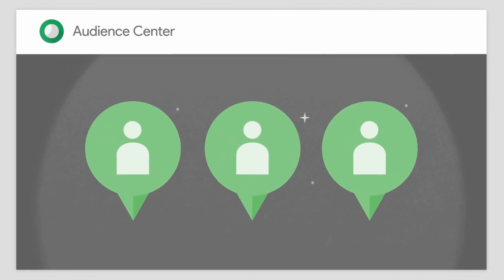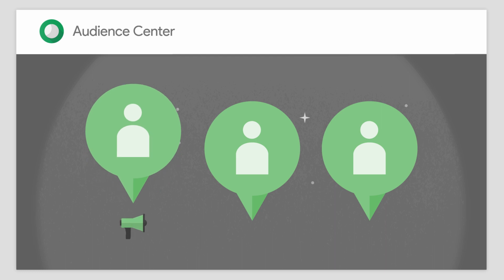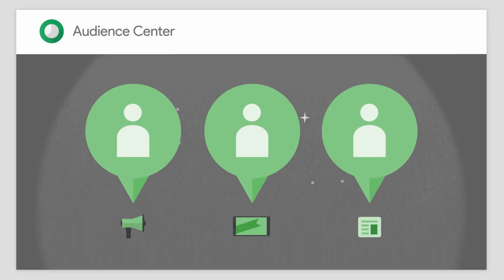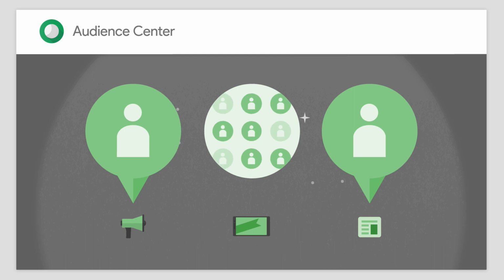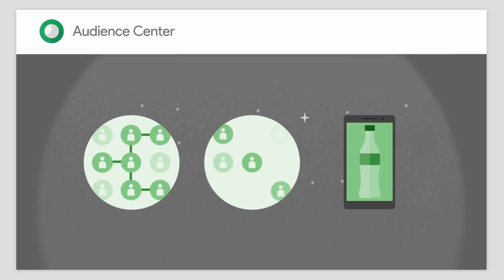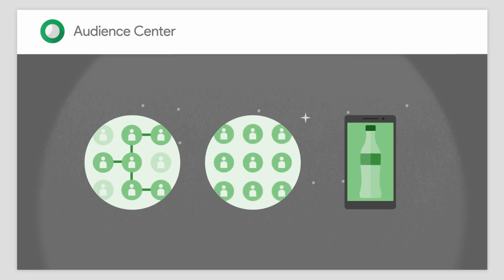Google Audience Center 360 helps you understand who your most valuable customers are across channels, devices, and campaigns. Using Google's scalable infrastructure, Audience Center combines data from multiple first and third-party sources in a single place. This allows you to discover insights about your existing audiences and create new audiences to use in your marketing campaigns.